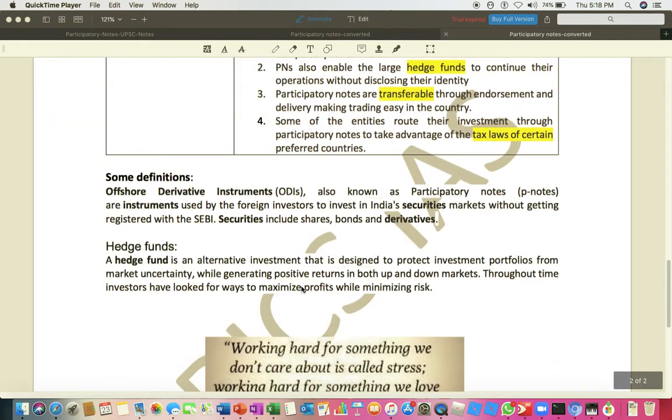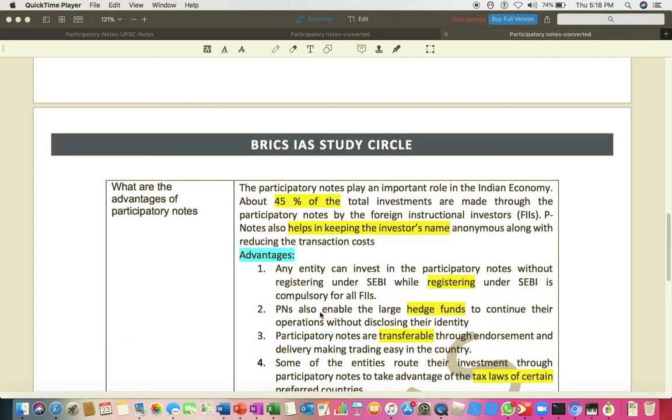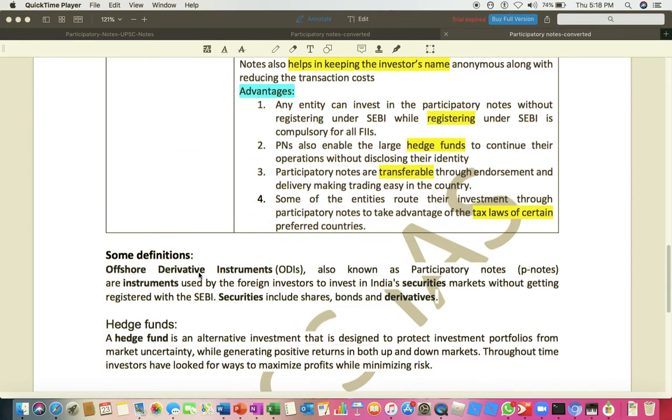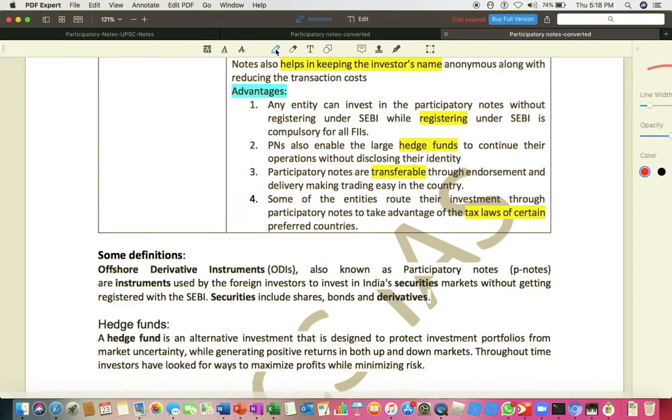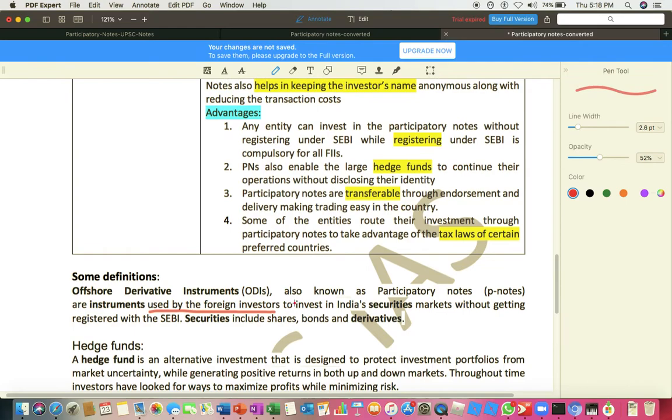Look at this now. Let me first tell you one very important thing. These participatory notes are also called offshore derivative instruments. In other words, they're also called P notes. These are the instruments which are used by foreign investors. I repeat, these are the instruments which are used by foreign investors, that means the person who lives abroad who would like to invest in India.